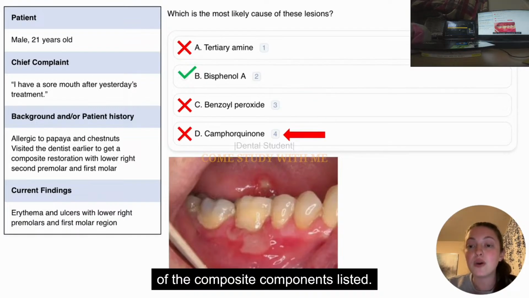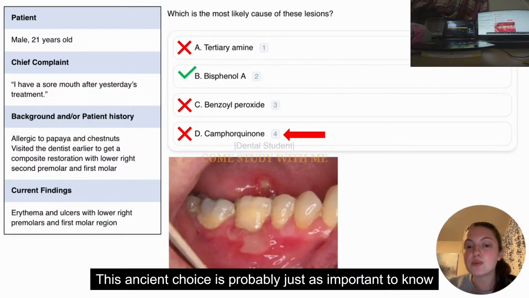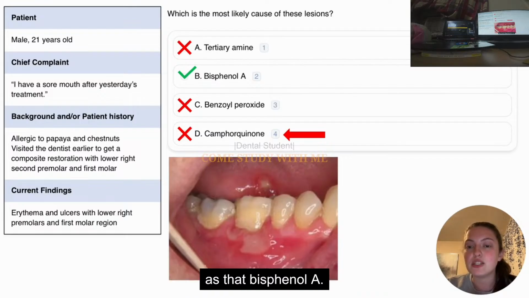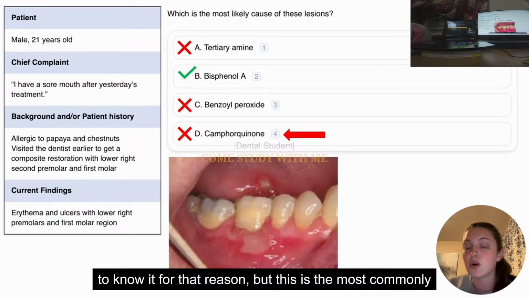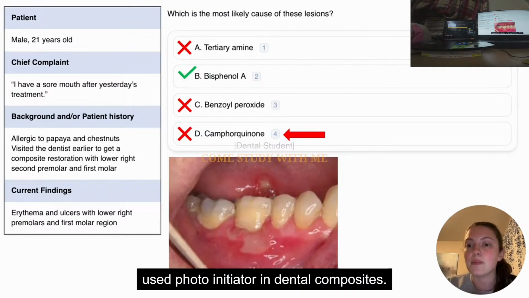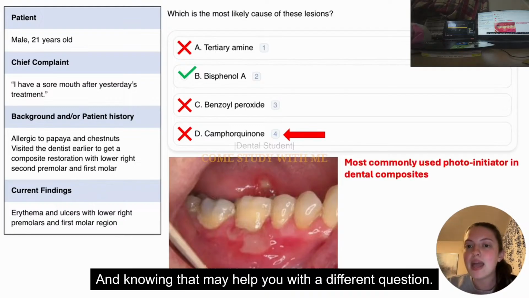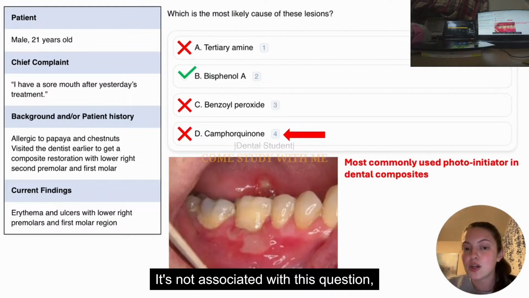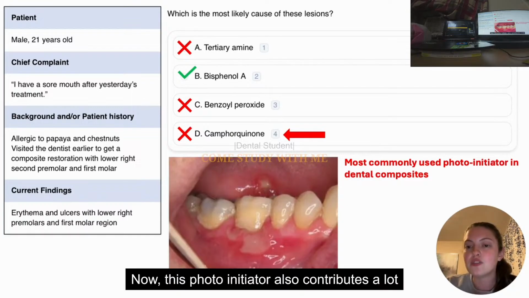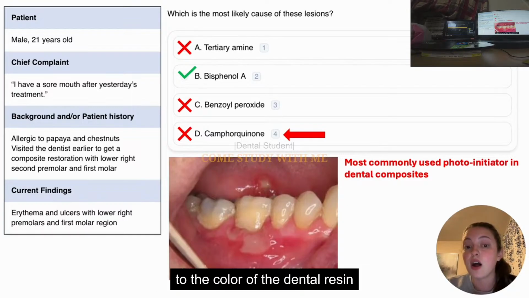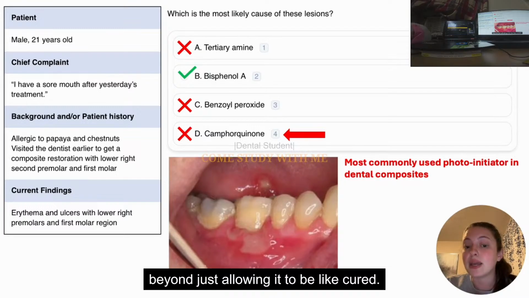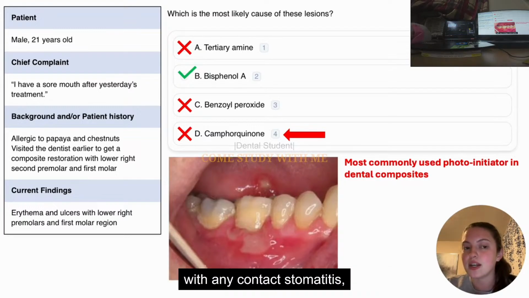And then finally, camphorquinone. Of the composite components listed, this answer choice is probably just as important to know as bisphenol A. Now, this has no association with allergic contact stomatitis, so you don't need to know it for that reason, but this is the most commonly used photoinitiator in dental composites. And knowing that may help you with a different question. It's not associated with this question, but it's an important detail to know. This photoinitiator also contributes a lot to the color of the dental resin beyond just allowing it to be light cured.